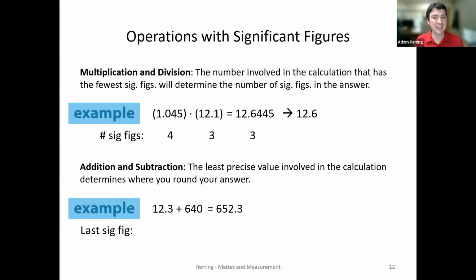The last significant figure, the one that's least precise in 12.3, is in the tenths place, the value indicated here, the 3. In 640, the last precise value is in the tens place, the 4 of 640. That means that our answer must also be rounded to the tens place. So if we round 652.3 to the nearest 10, we get 650.